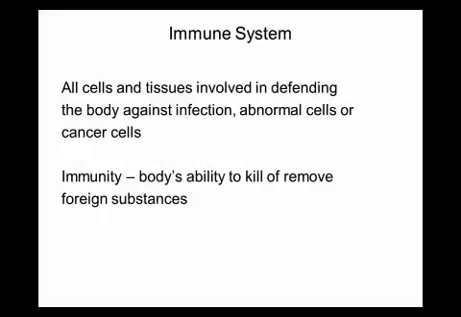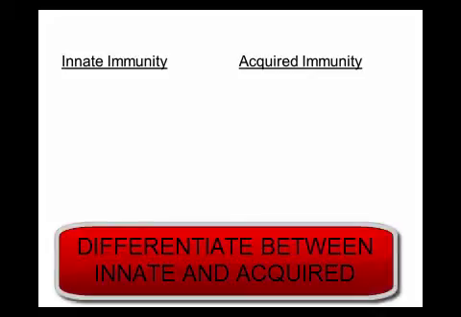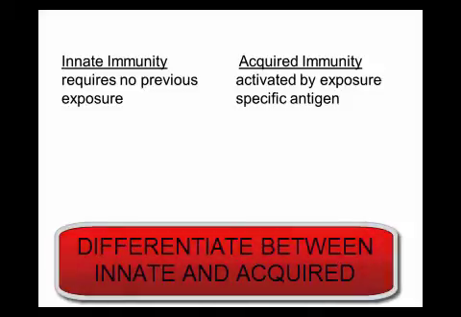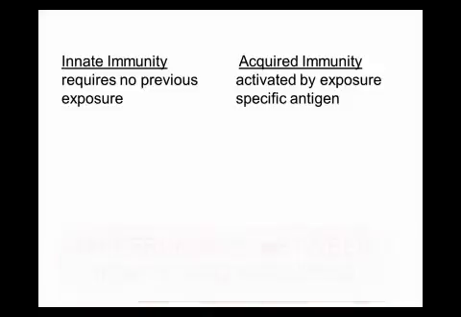Immunity is the body's ability to kill or remove foreign substances. We can divide immunity into innate immunity and acquired immunity. Innate immunity is things that we are born with. It does not require previous exposure to any specific pathogen. Acquired immunity, however, is only activated by exposure to some specific pathogen.